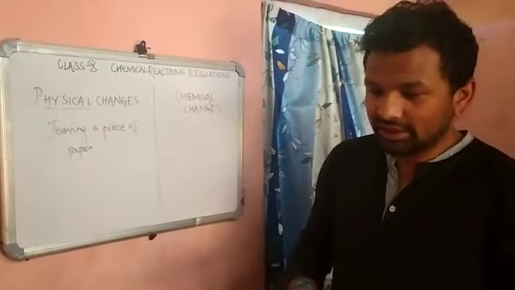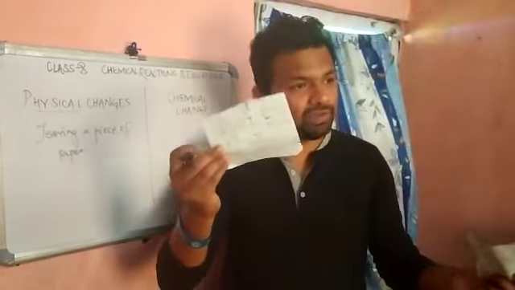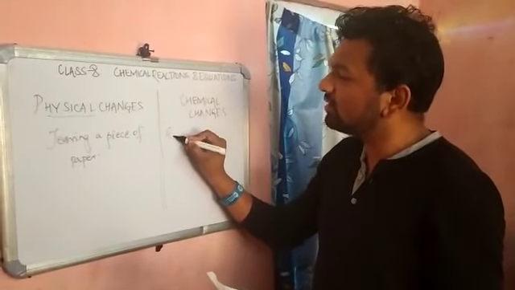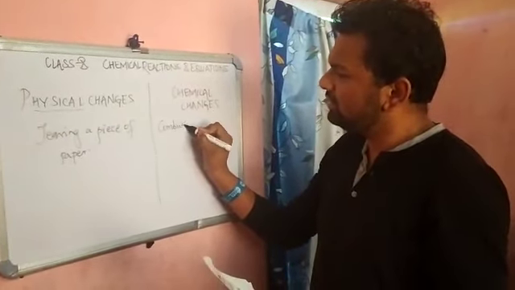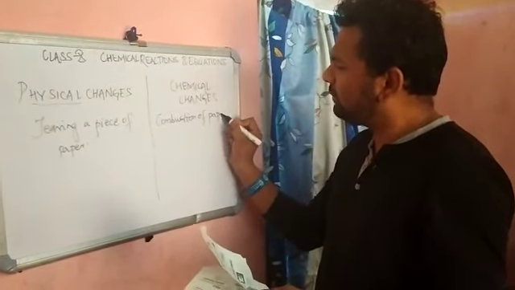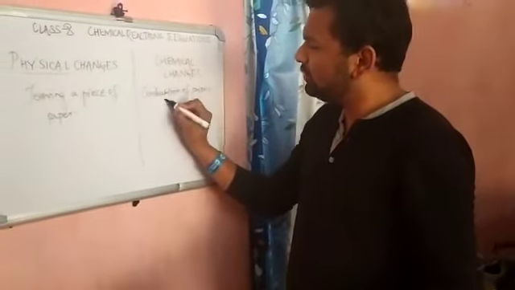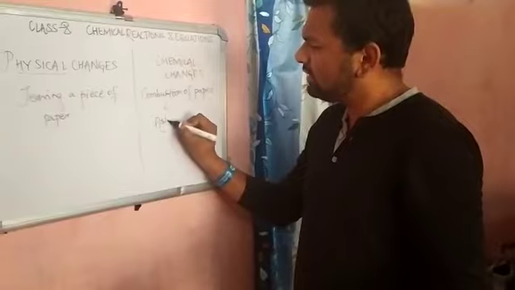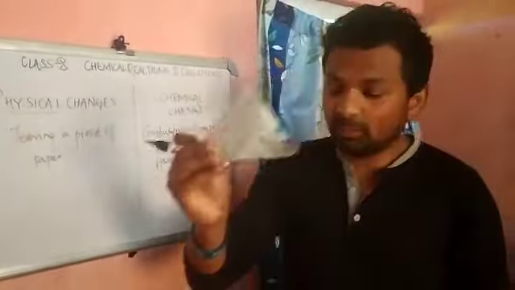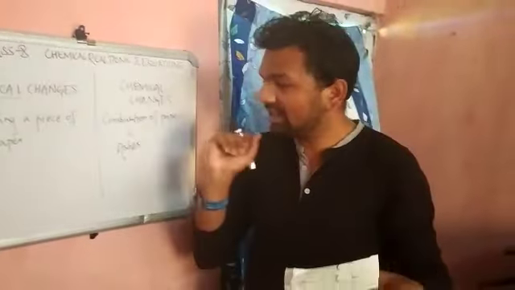On the other hand, I can burn this very piece of paper. Burning, in terms of chemistry, is called combustion. So if I burn this piece of paper, combustion of paper, what will you get? This will burn and it will burn into ashes. Now, this is a chemical change. Why is it a chemical change? Because the paper has been converted to some other entity, which is here ash.